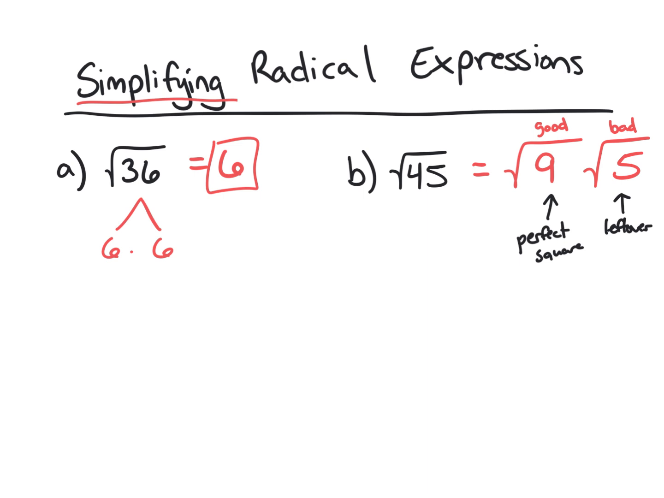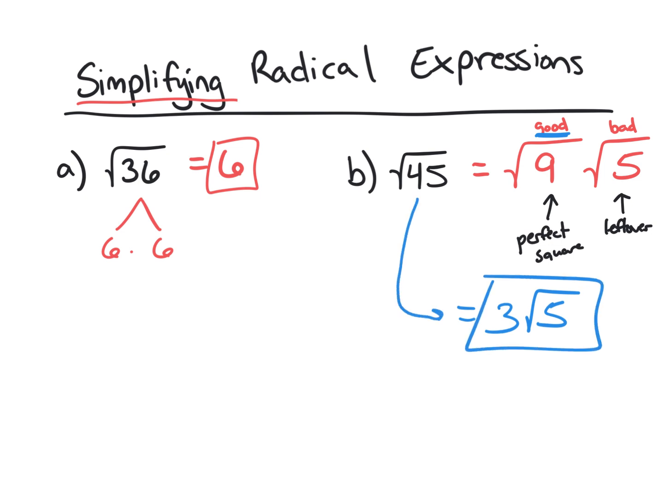The reason I can do this is if I multiply these back together, do you agree that will get me back to the beginning? So now the last thing we have to do is simplify. Now, simplify the good. What's the square root of 9? 3. And then the bad, we just keep it on the end. So the square root of 45 is the same thing as 3 square root of 5.